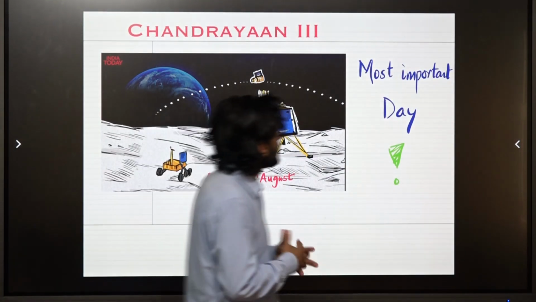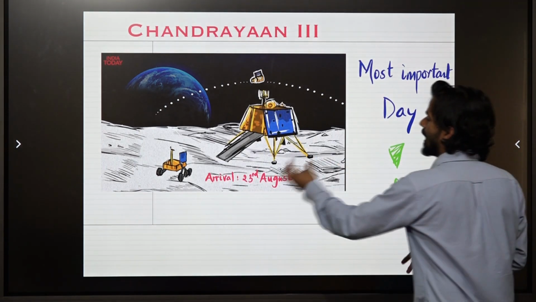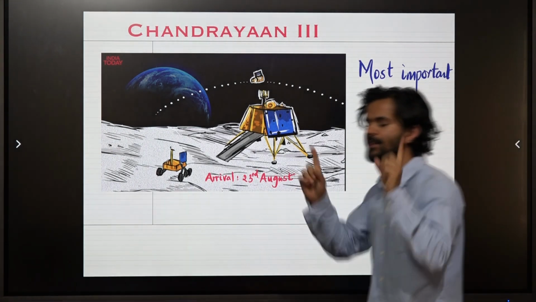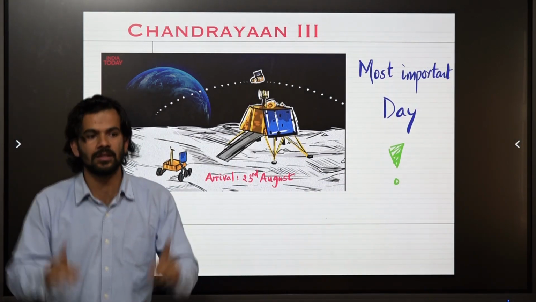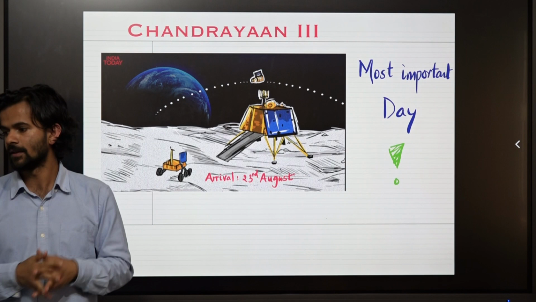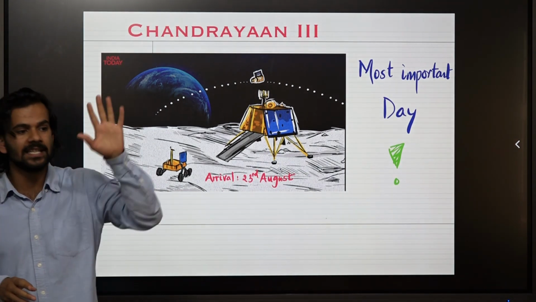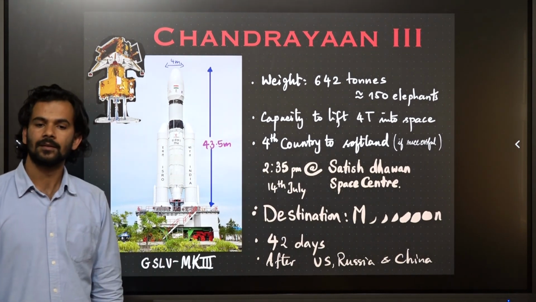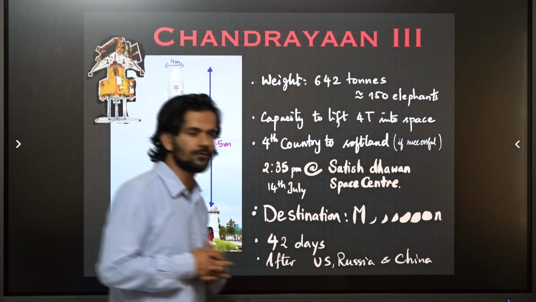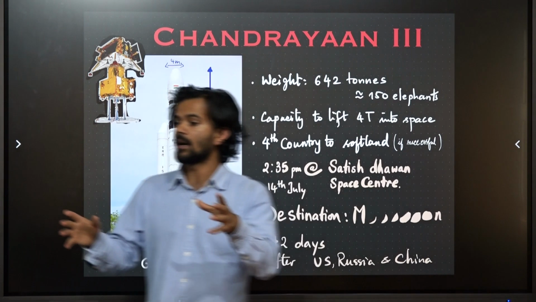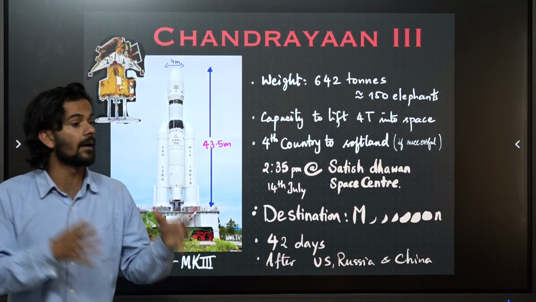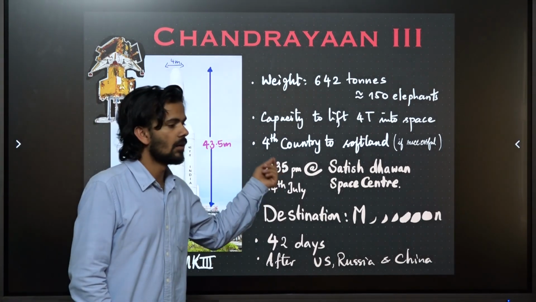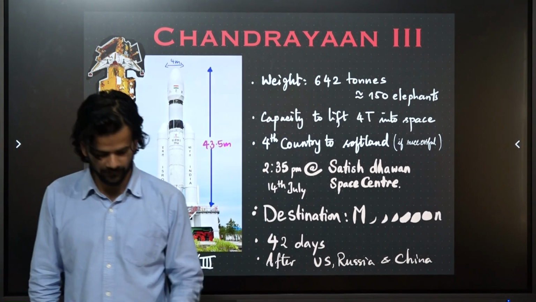And the most important day is going to be on the 23rd of August. That's when it's going to be decided whether Chandrayaan-3 mission has been successful or not. It's a 42 days long journey. It started on the 14th of July, and we have to wait another 30 days approximately to see whether it's going to be successful or not.